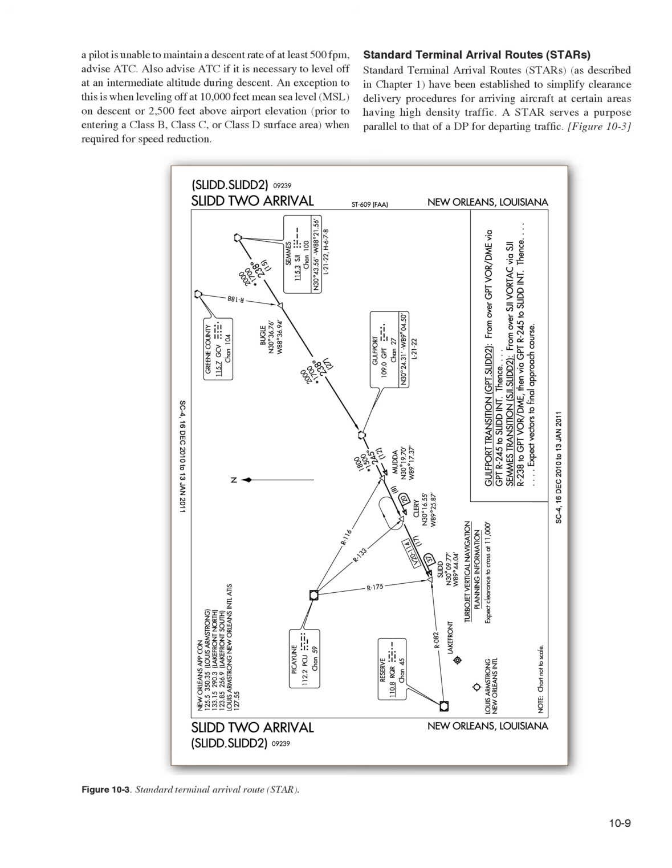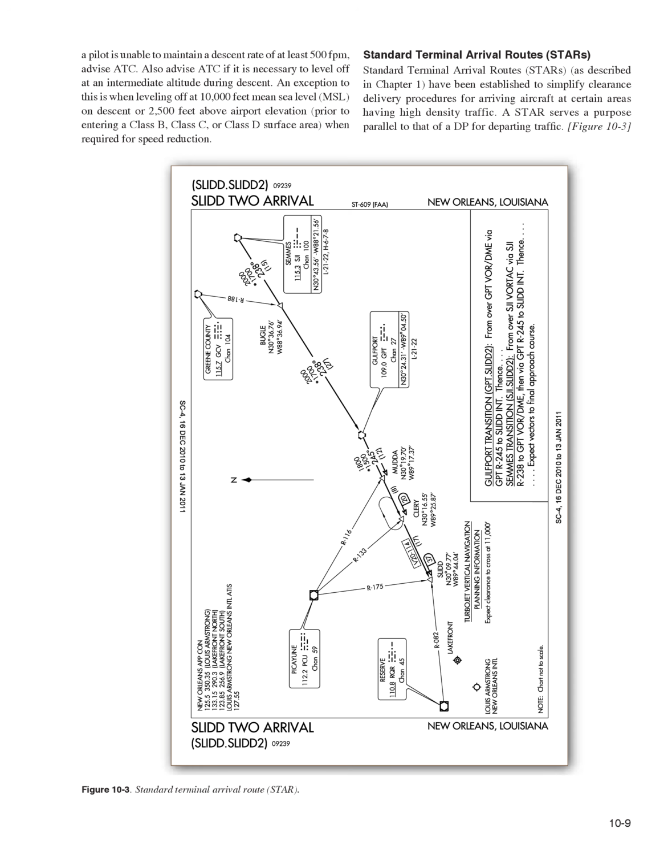Also advise ATC if it is necessary to level off at an intermediate altitude during descent. An exception to this is when leveling off at 10,000 feet mean sea level, MSL, on descent or 2,500 feet above airport elevation, prior to entering a Class B, Class C, or Class D surface area, when required for speed reduction.